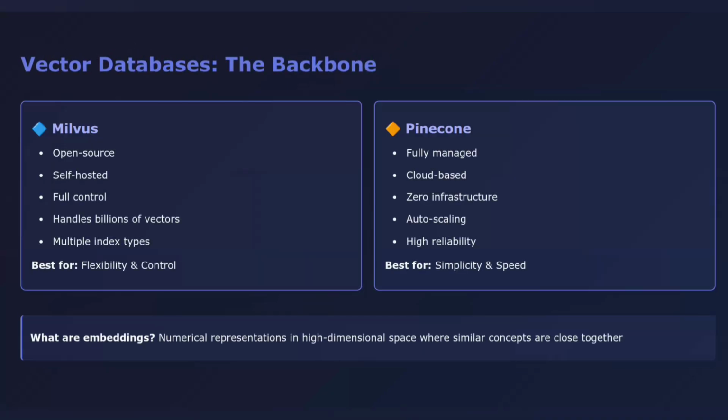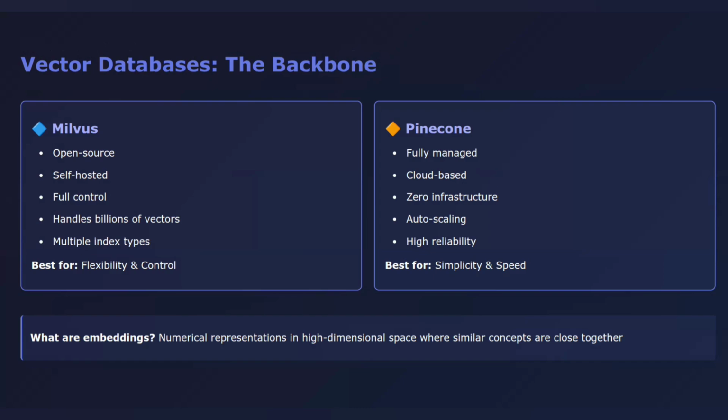Vector databases are crucial to RAG, so let's understand them better. Traditional databases store data in rows and columns. Vector databases store embeddings, those numerical representations we talked about, and they're optimized for similarity search. The 2 most popular options are Milvus and Pinecone.